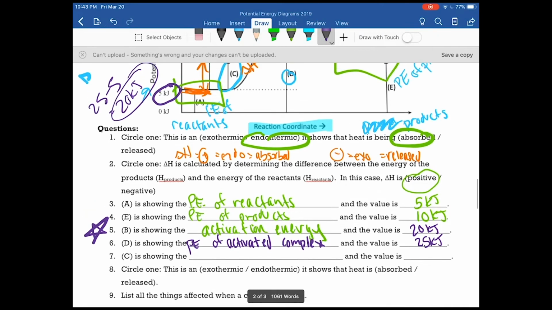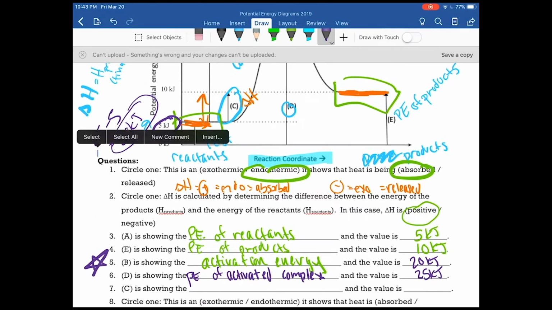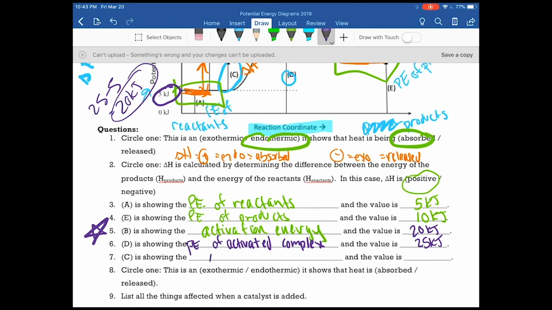Moving forward, number 7 is talking about point C. Like we labeled before, that's showing you the difference between where you started, the reactants, and where you ended, the products. The difference between where you end and where you start is what we called delta H. Reaction, yeah. Sometimes it's just good to know what it stands for too. All right. Yeah, go ahead.